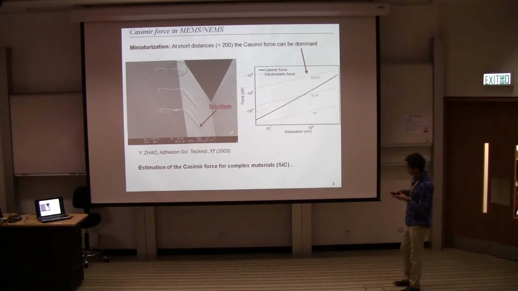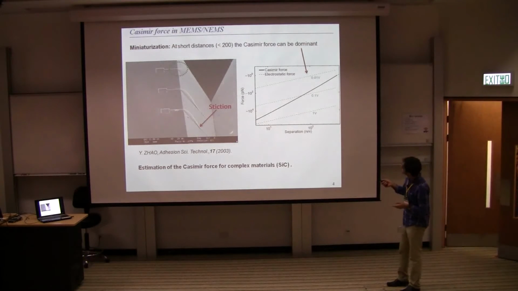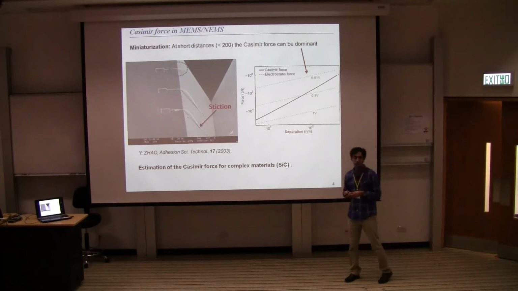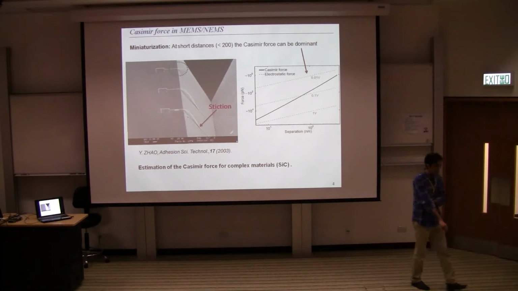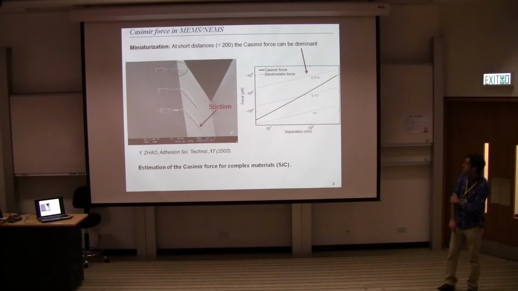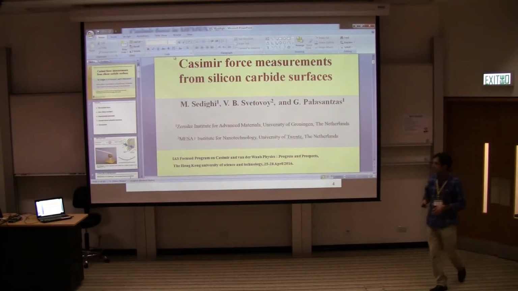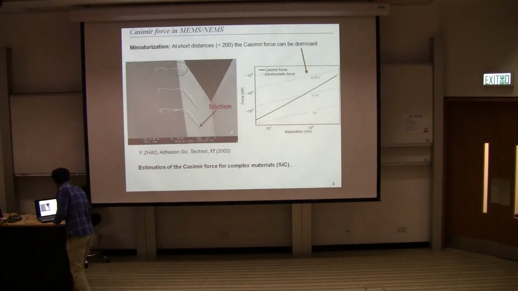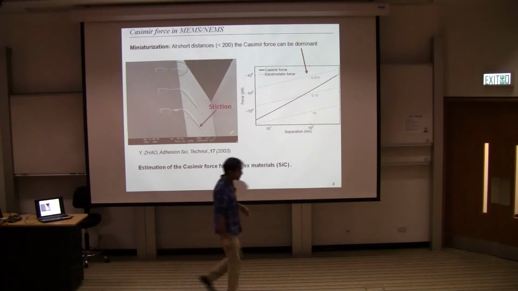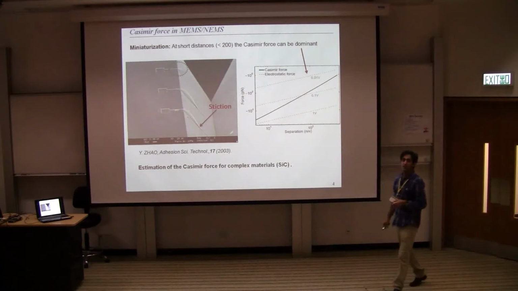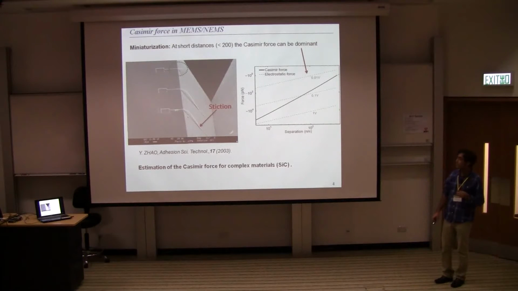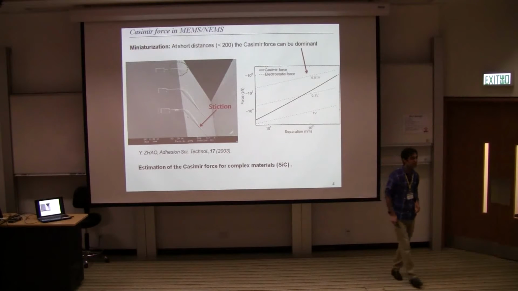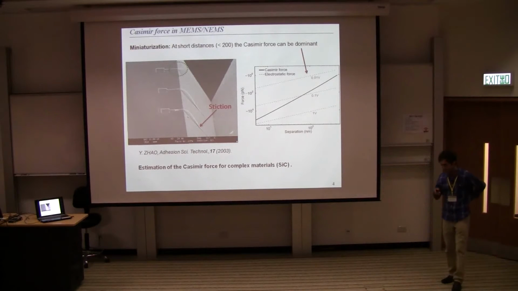And another factor, as I present here in this graph: you see that if we consider the typical applied voltage for NEMS, 0.1 volt, in the range below 100 nanometer, the Casimir force can be dominant. Therefore, a correct estimation of the force for analysis and design of nano-electromechanical systems is inevitable, especially if it includes complex material systems like silicon carbide rather than just metal.